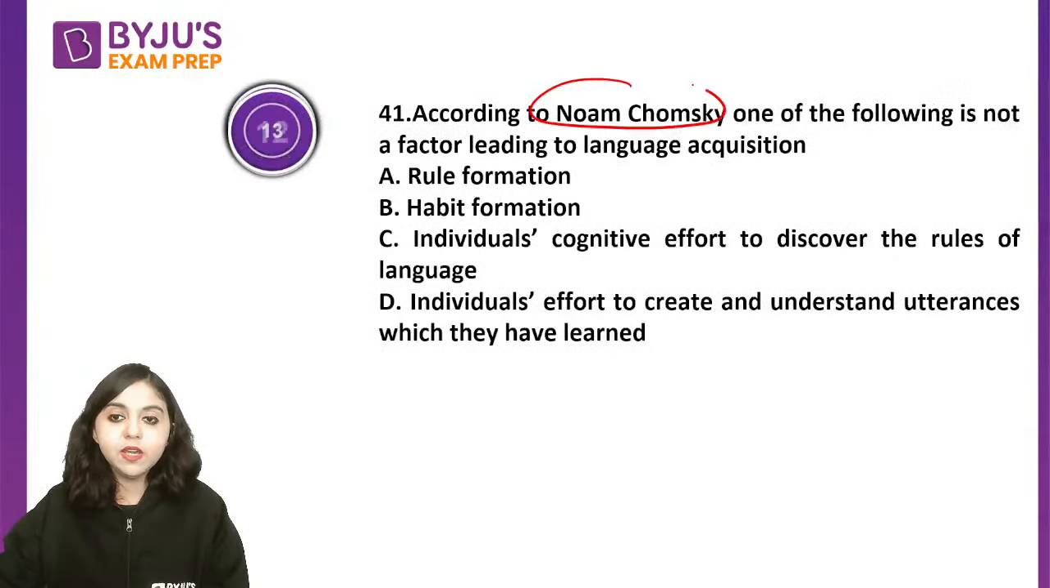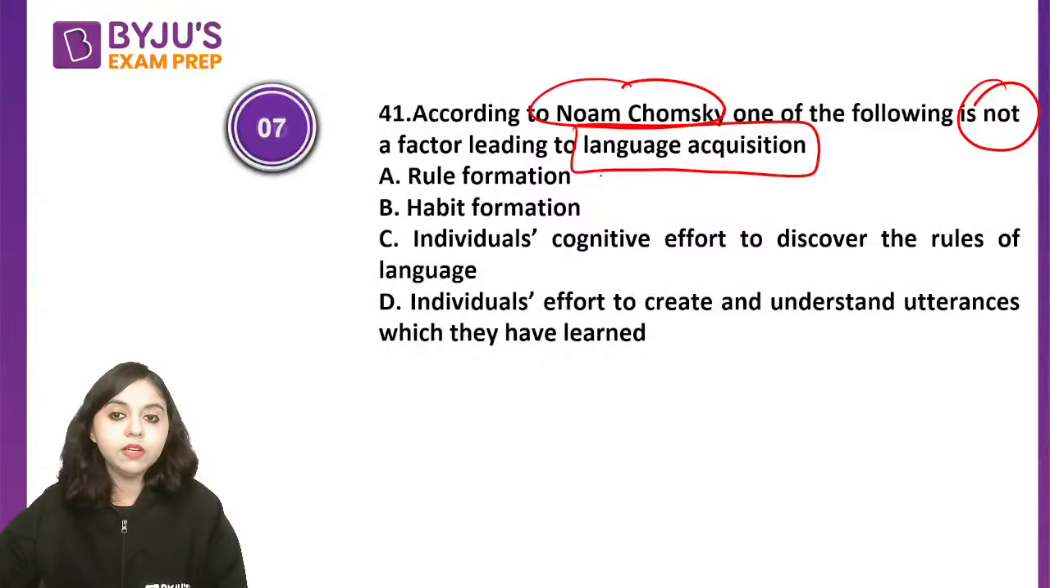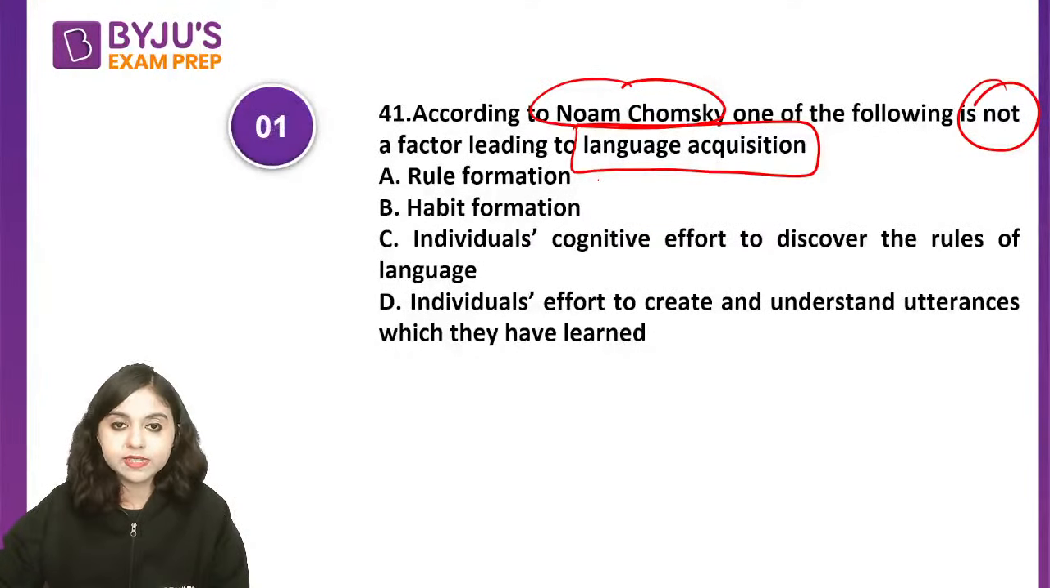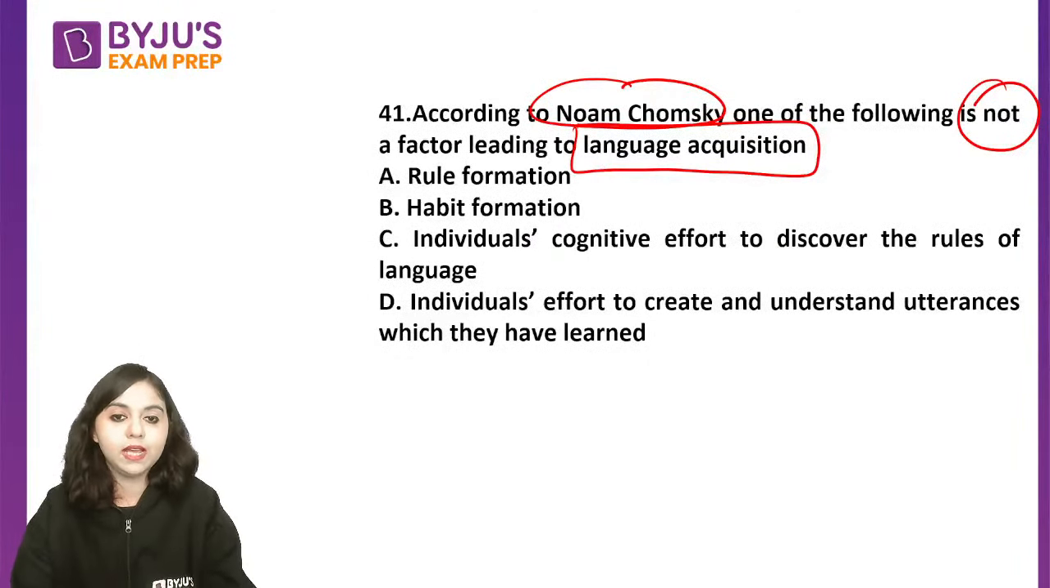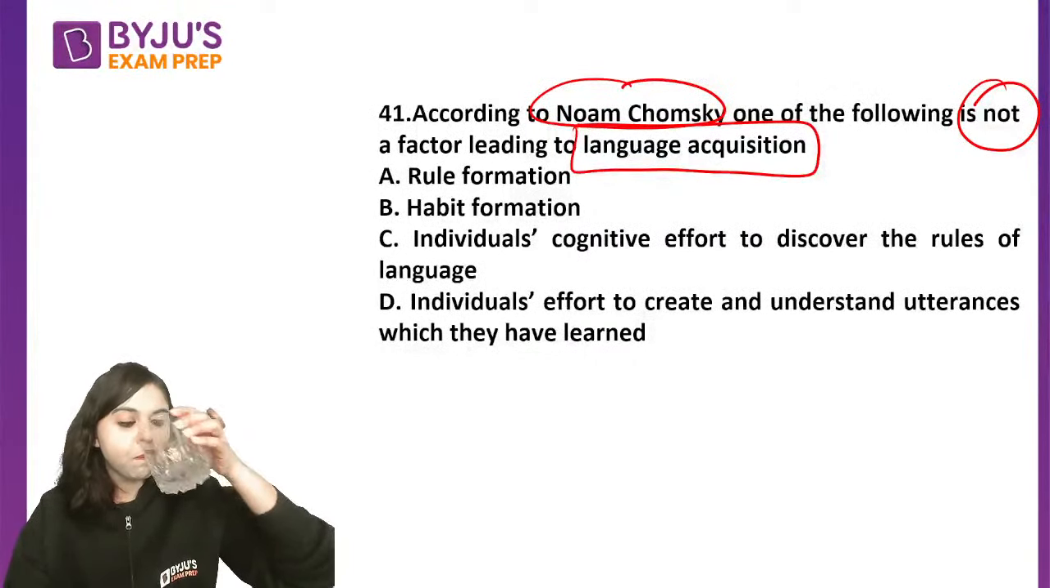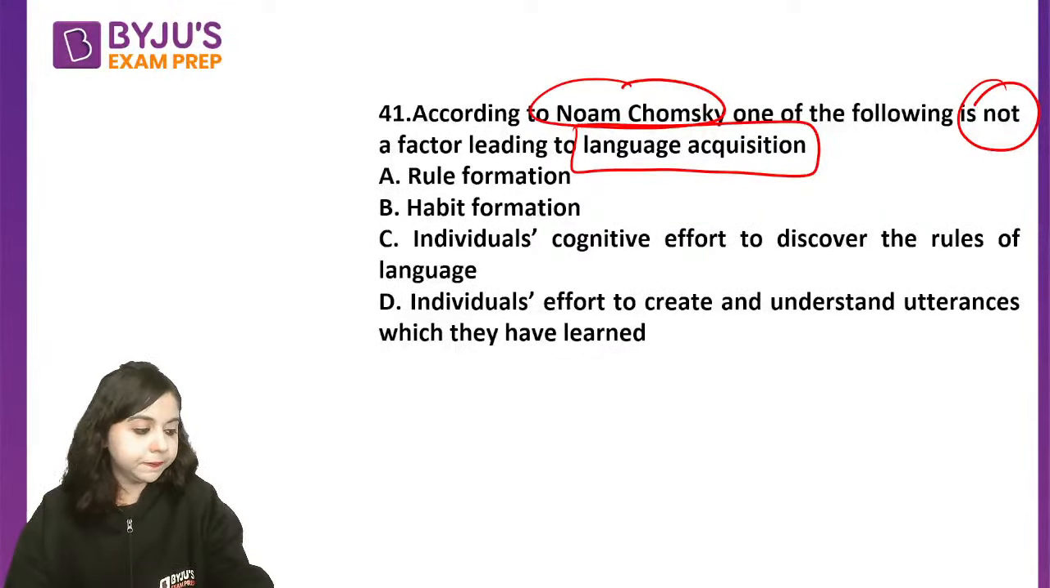According to Noam Chomsky, one of the following is not a factor leading to language acquisition. What is it? According to Noam Chomsky, one of them is not a part of your language acquisition process overall. What is the correct answer here? Yes, everyone, what is the correct answer? Correct, everybody has got it right.